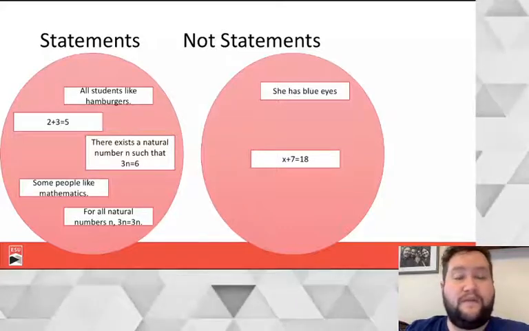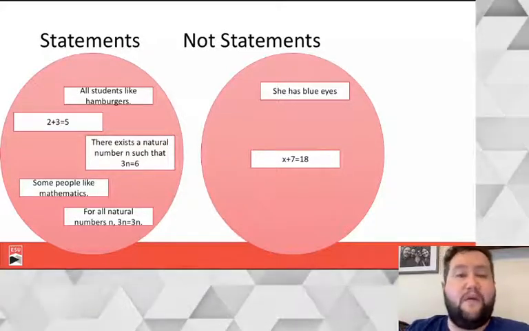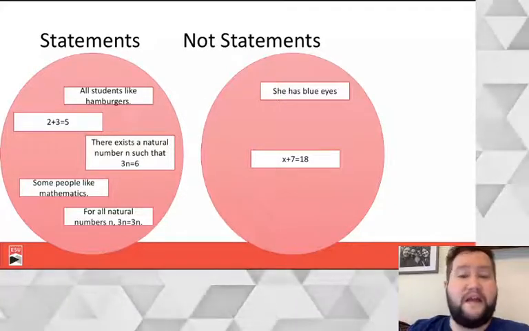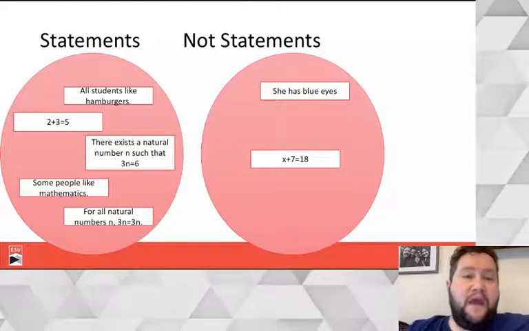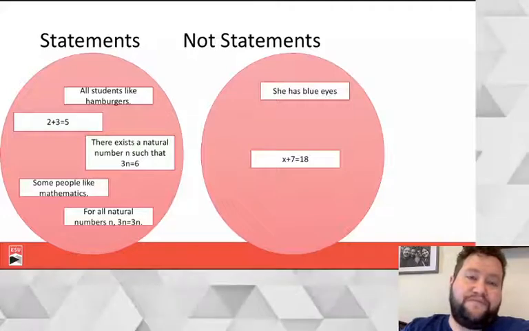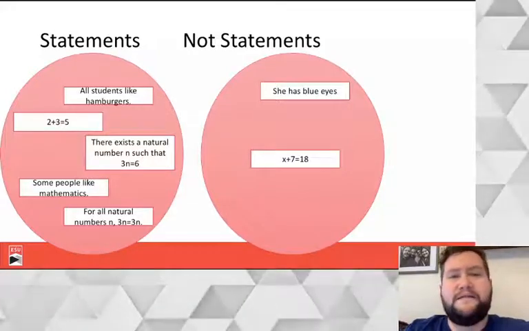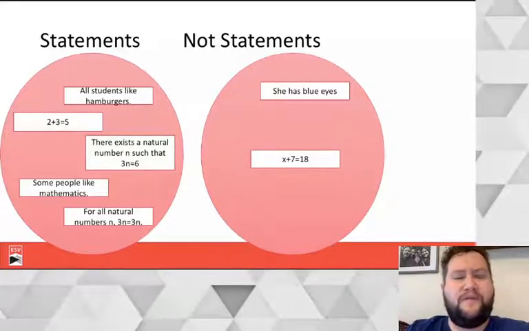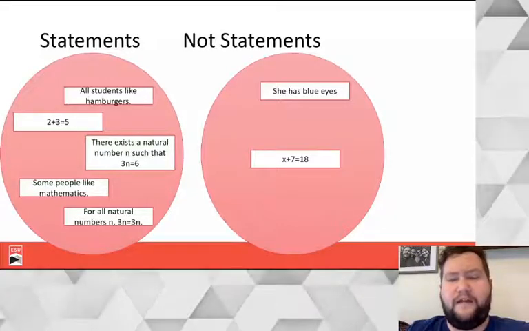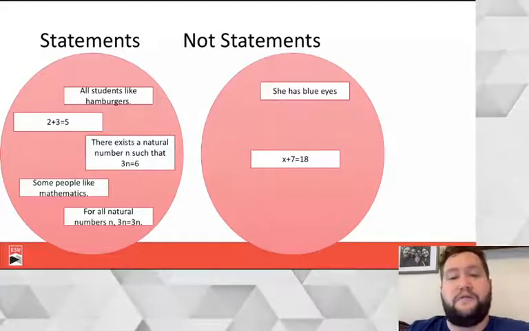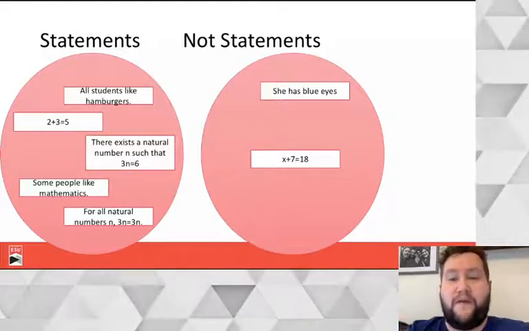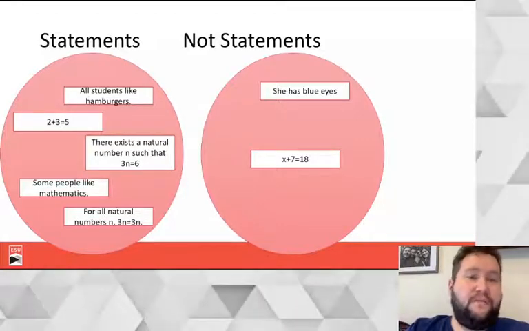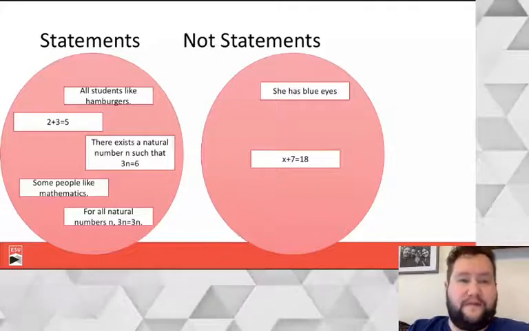Similarly, 2 plus 3 equals 5 is a statement because we know what 2, 3, and 5 are. We know what the addition sign means and that the equality sign is asserting that those two quantities are the same. And so we can determine that that's true. In the third one, there exists a natural number n such that 3n equals 6. Now, we might not be familiar with the phrase natural number off the top of our head, but those are those numbers 0, 1, 2, 3, 4, and so on. So starting at 0 and counting up. And we can determine, is there a number n for which that's true? Yeah, well, when n equals 2, 3 times 2 equals 6.